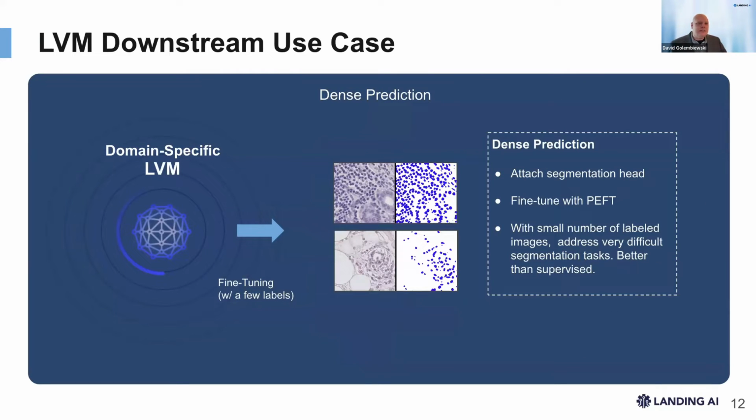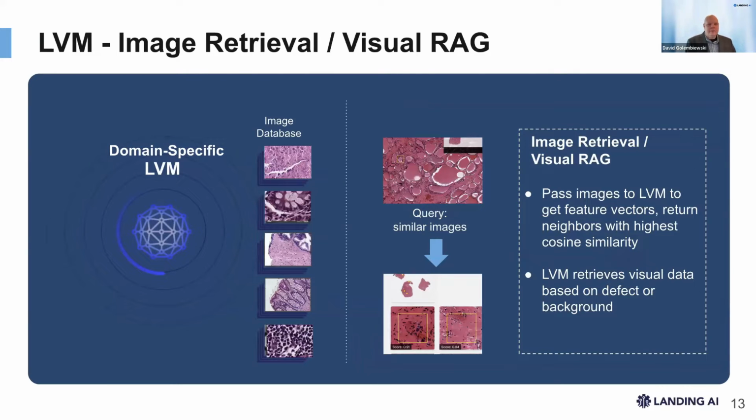Another task is density prediction. So it's better performance than supervised learning for tasks like counting nodules. It can save a great deal of time compared to manual segmentation labeling using a generic foundation model. Another one, image retrieval or retrieval augmented generation. We can use an image as a prompt to interrogate your entire image data set for similar images. The way we do this is by getting the feature vectors, and then we return neighbors with the highest cosine similarity. The large vision model retrieves that visual data based on the defect or background. For instance, stained cells that contain tumors.